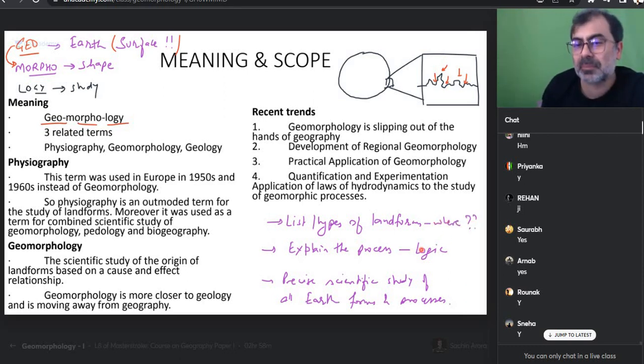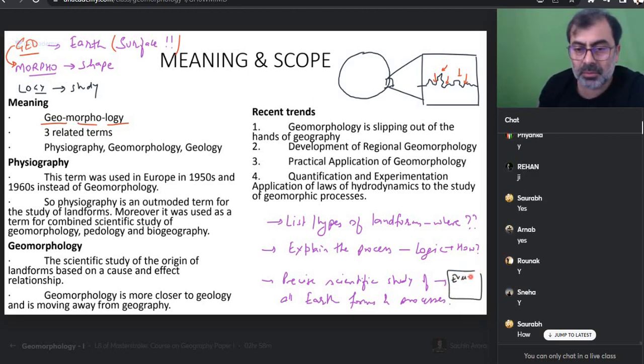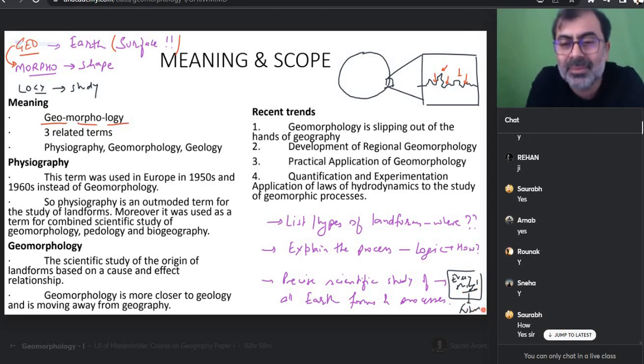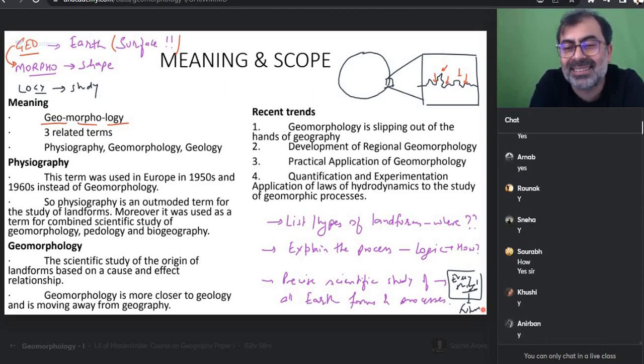This one tells where. This one tells how. This one is the full on. Everything you want to know. Not only the present, it tells even the future. True. So which geomorphology are we going to study? Which geomorphology are we going to study?